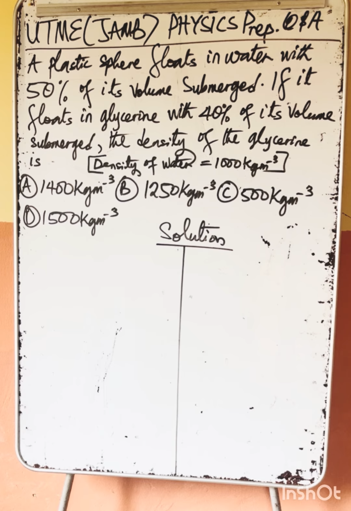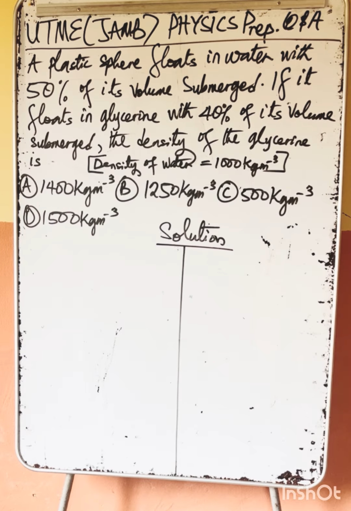A, 1,400 kilograms per cubic meter. B, 1,250 kilograms per cubic meter. C, 500 kilograms per cubic meter. And D, 1,500 kilograms per cubic meter.